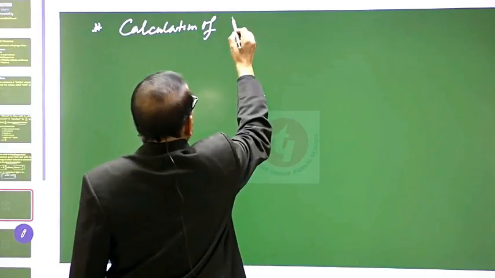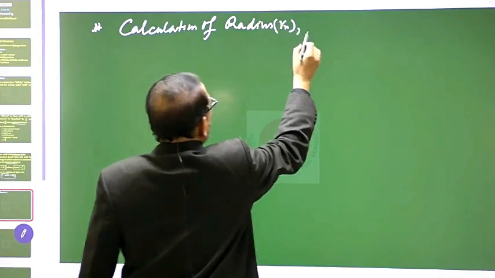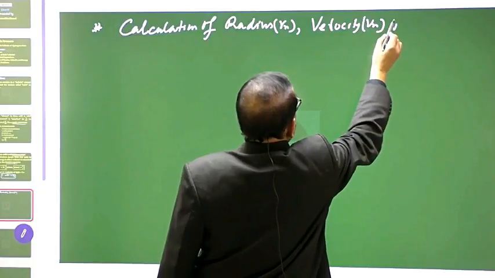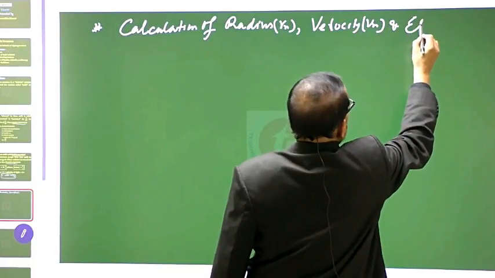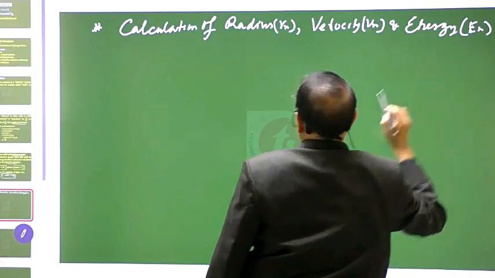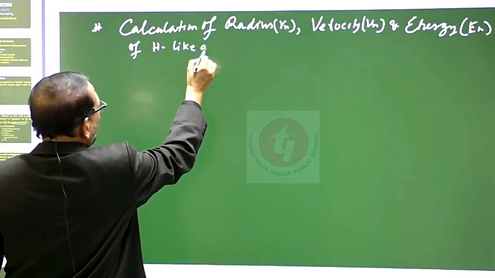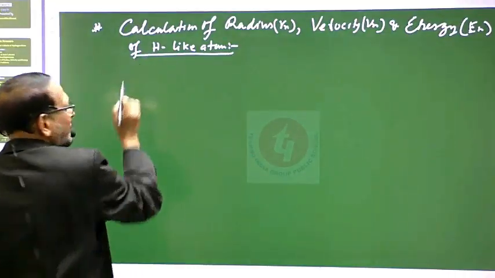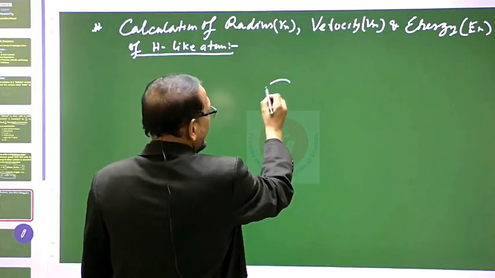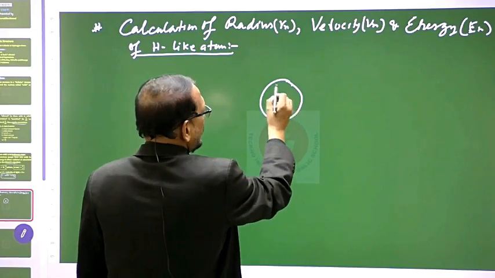So our objective now is the calculation of radius Rn, velocity Vn, and energy En of a hydrogen-like atom. So let us consider a hydrogen-like atom in which you see an electron revolving.